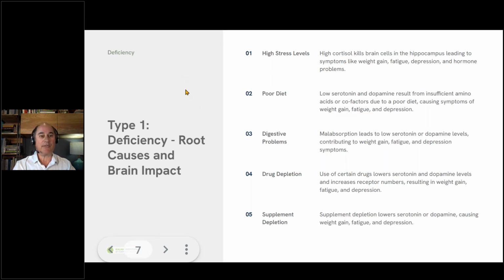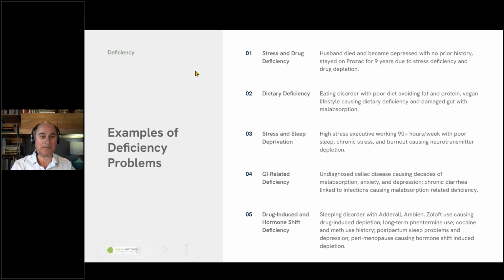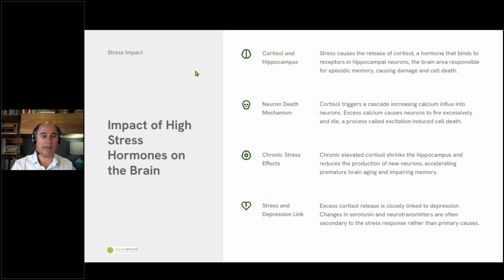Okay, so type 1, deficiency type. Talked about that already. I think that's pretty obvious. Diet, depletion from drugs, etc. Now, the thing to also recognize, and this is a little subtle, but maybe not so subtle, is that if you're stressed enough for long enough, that's going to damage your brain. If you're stressed enough for long enough, that's going to damage your brain.